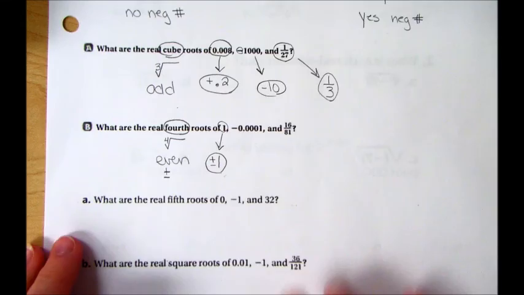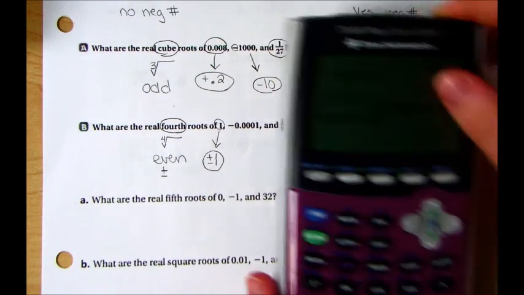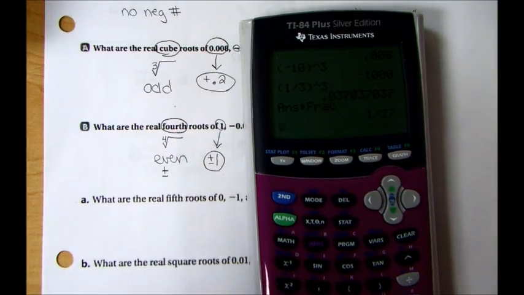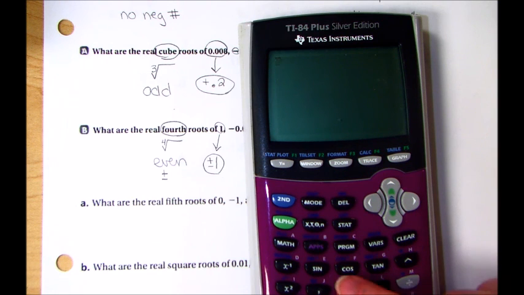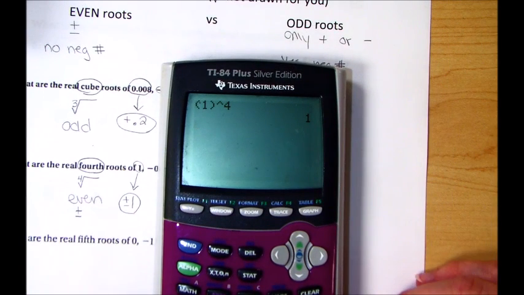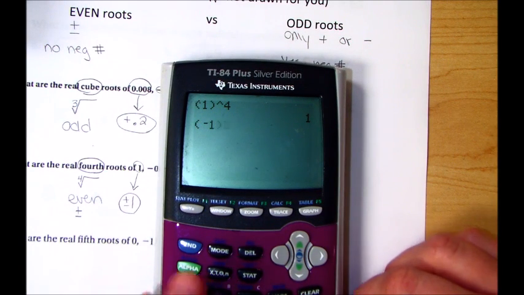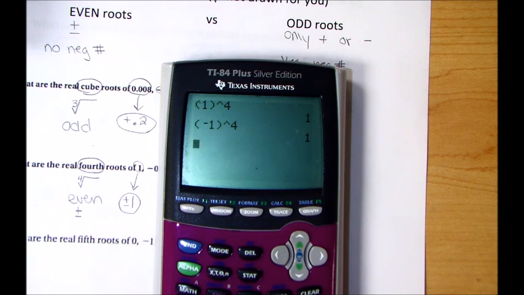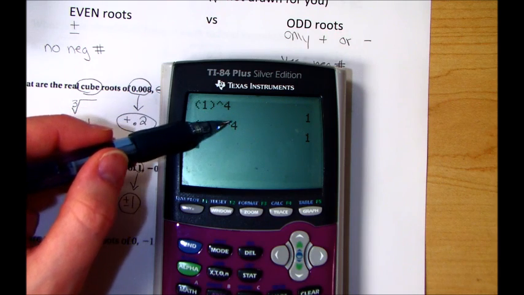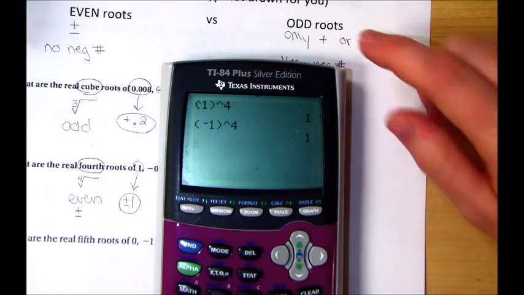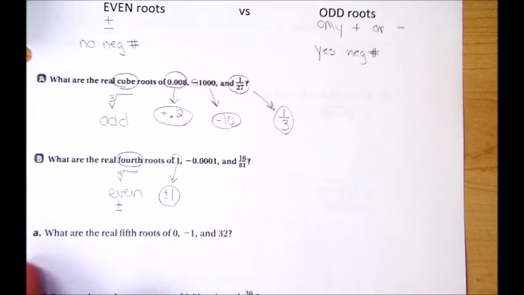Now maybe you're wondering why the positive and the negative 1. Here's what I'm going to show you. Let's see if I turn this light on if it helps. It helps a little. If I do 1 to the fourth power, I get positive 1. And if I do negative 1 to the fourth power, I also get positive 1. So positive and negative 1 are my answers because if I take them to the fourth power, I end up with a positive at the end.